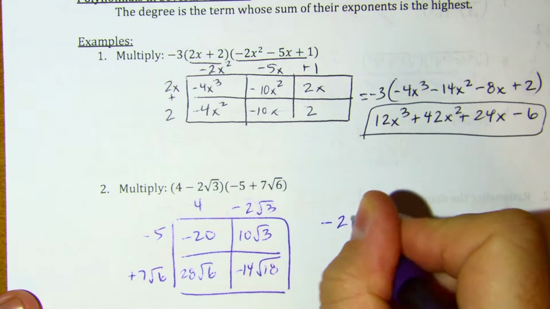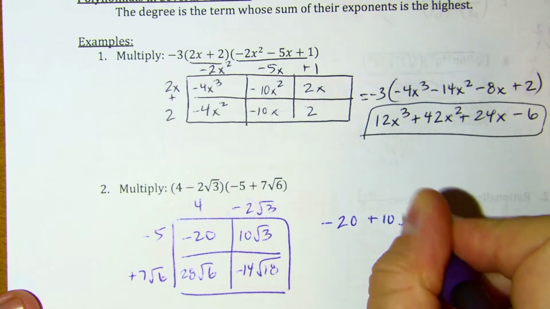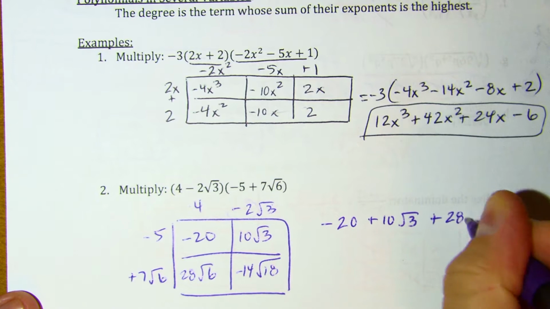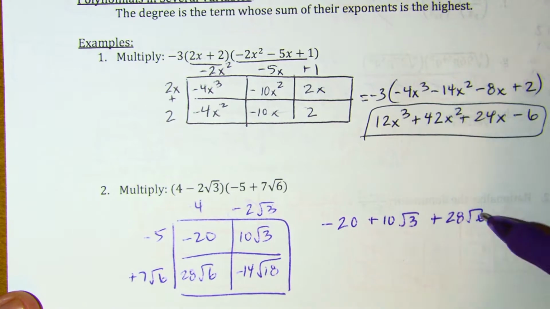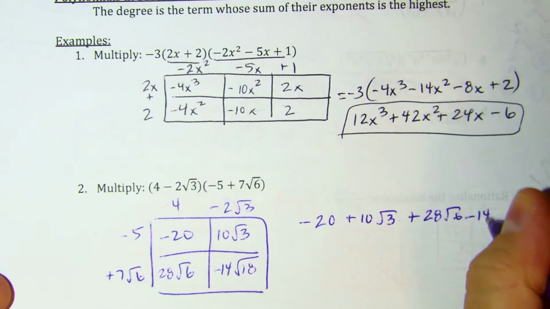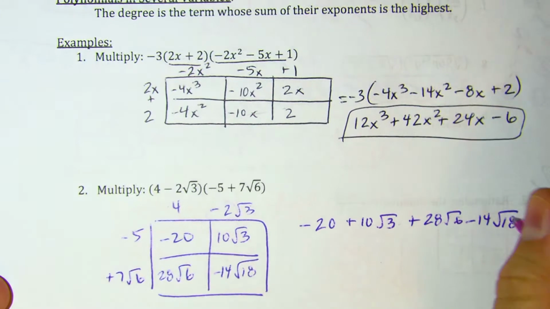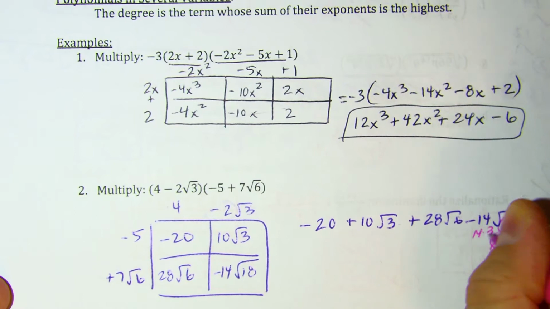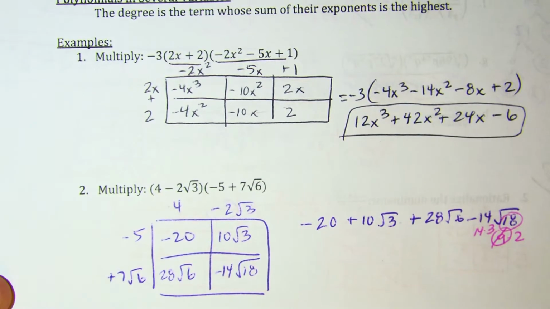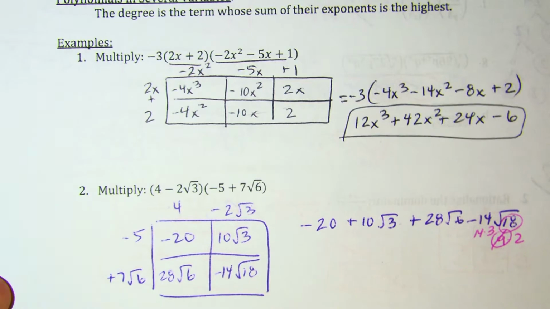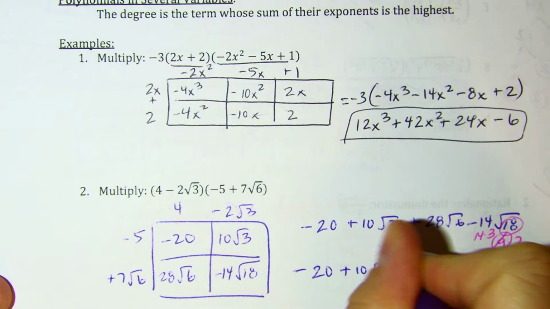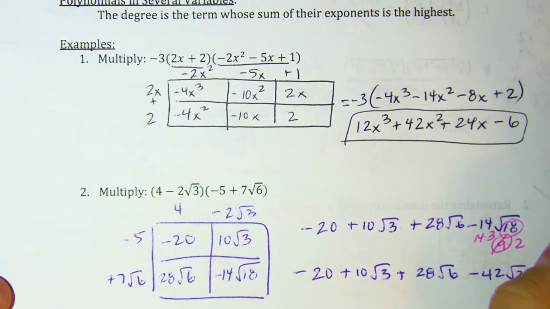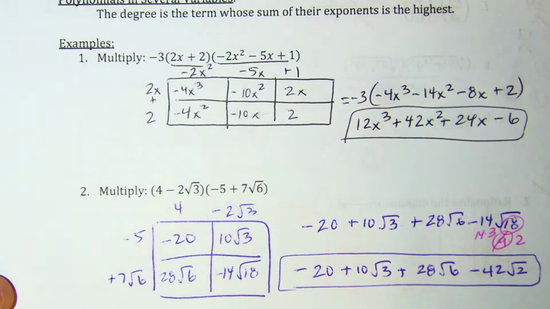So we can go ahead and write negative 20 plus 10 root 3 plus 28 root 6. These cannot be combined because they're not like radicals. Their radicand is different. And then minus 14 root 18. There's only one thing I still need to do: 18 is 9 times 2, so I can pull that 9 out. And that'll be a 3 on the outside. So 14 times 3, as we already saw, is 42. That's it. There's nothing for us to combine in that one.